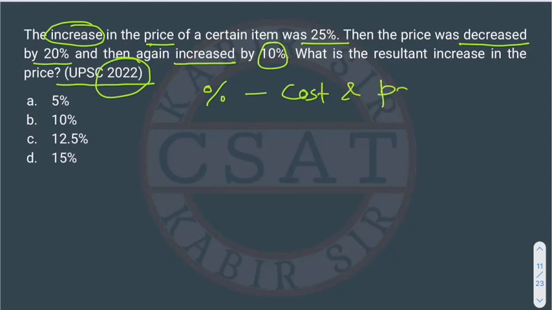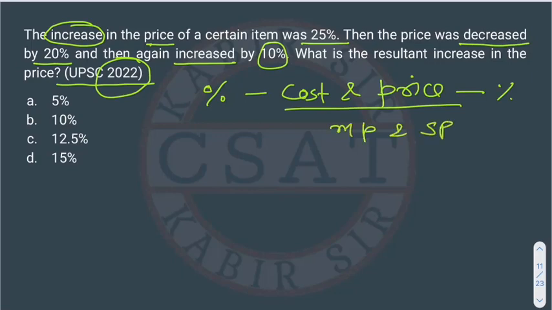So they both, like in cost and price also we find percentage change, and in the percentage chapter also we find the change in percentage. So these two overlap, but here I will say this question is from percentage, because here they are not concerned about what was the market price and the selling price, etc., right? So here the question is saying that suppose there was some item, right?